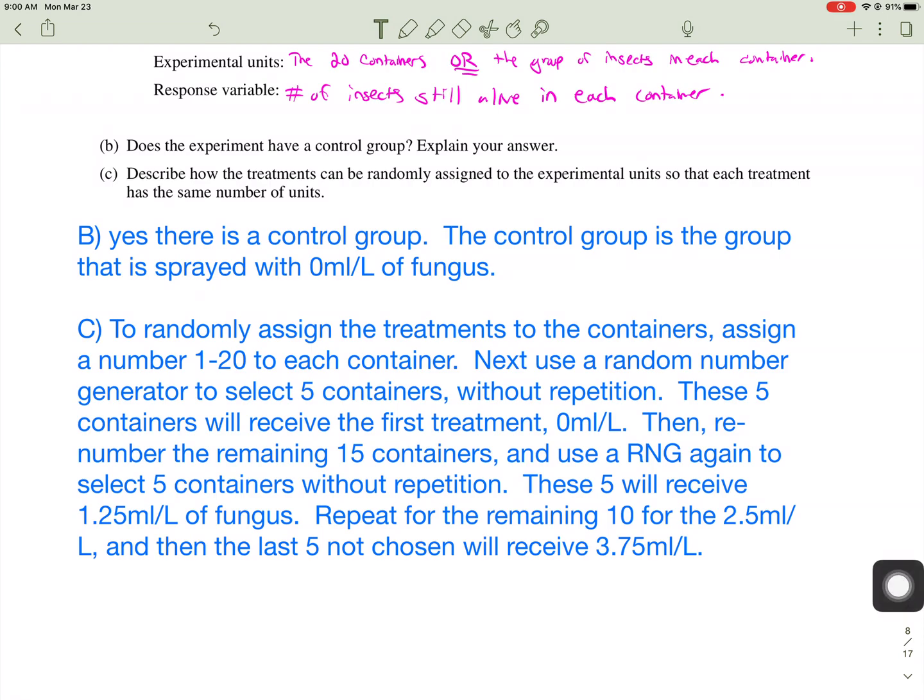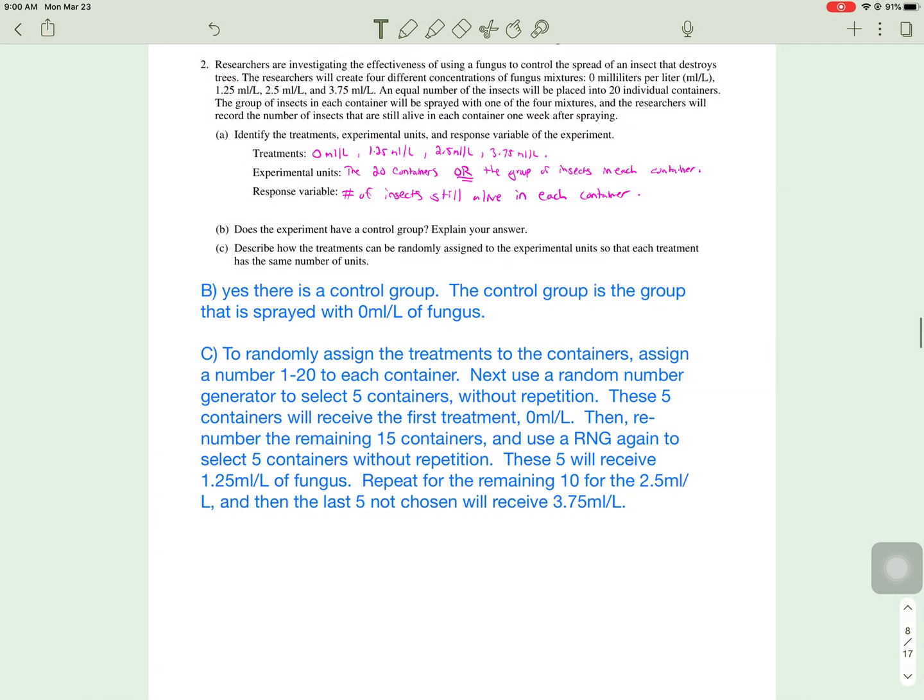So just, again, a tip for part C: be thorough. Imagine that you were trying to carry this out, or you were trying to give directions to someone else to carry it out, and you did not want them to screw up or miss any steps. Be very thorough. And that's question 2.